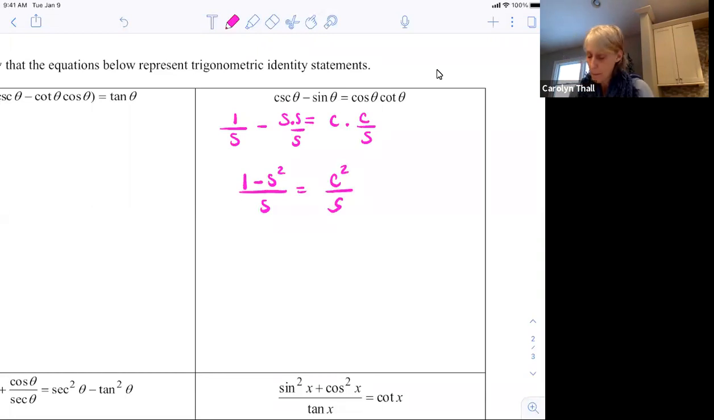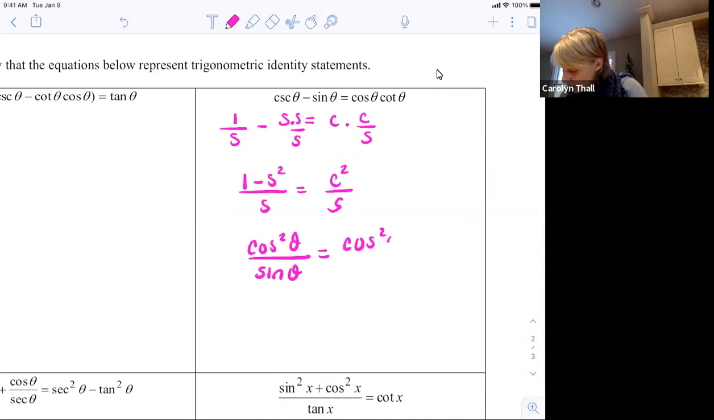And again, my Pythagorean identity, cosine squared theta over sine theta equals cosine squared theta over sine theta. And I'm happy with that because I got them both to match. So I'm okay to leave it in that form.